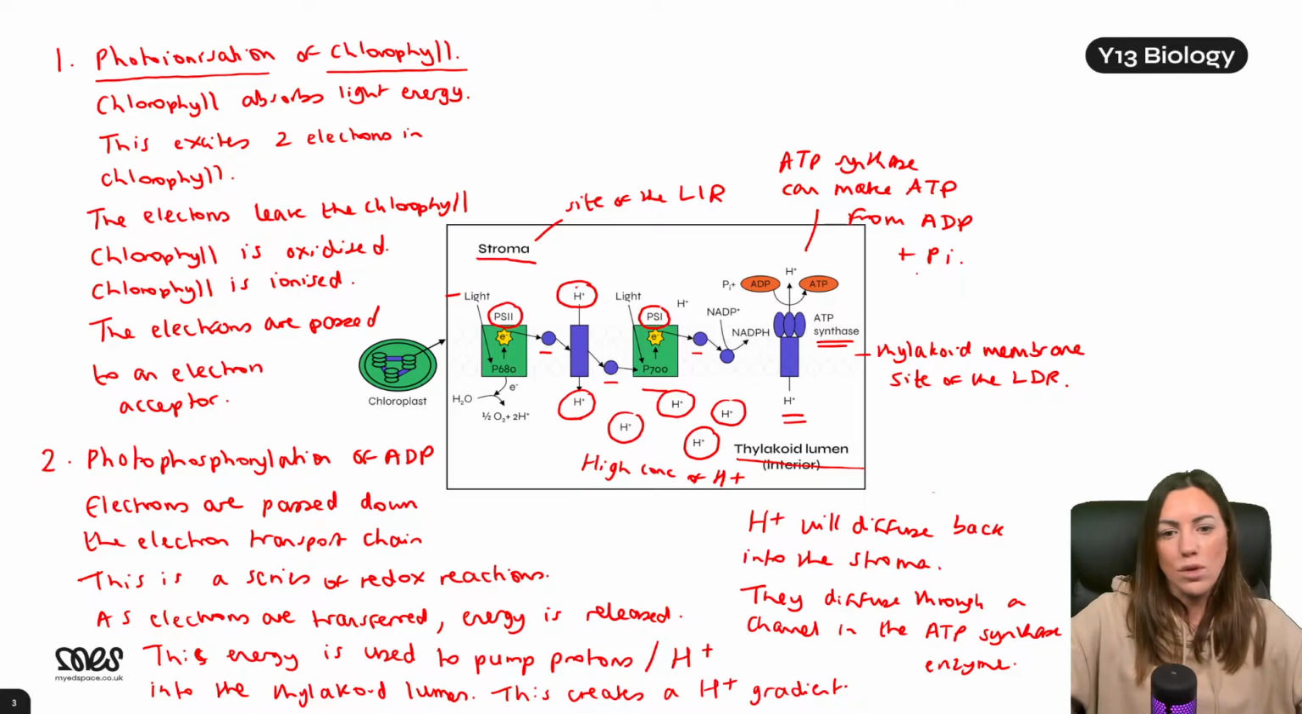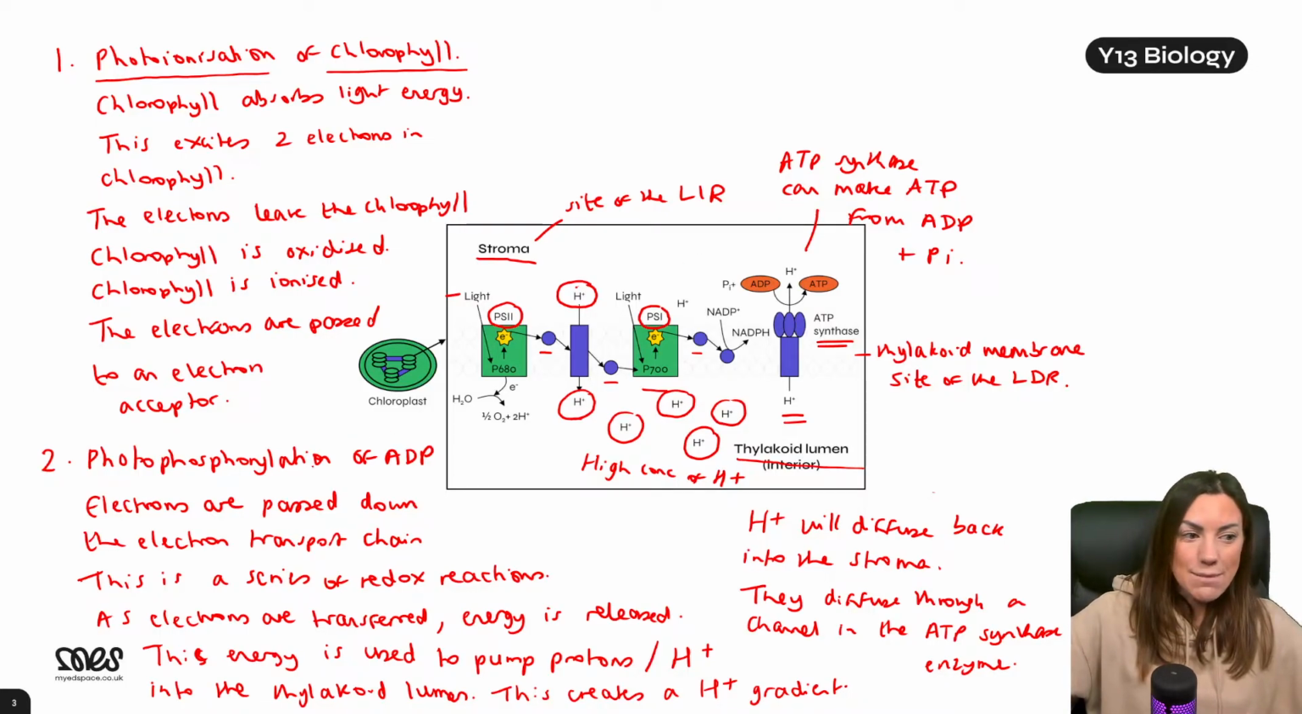So let's just go through it one more time. We've got the transfer of electrons down the electron transport chain. Remember, that's a series of redox reactions. But as those electrons are transferred, the energy released is used to actively transport protons into the thylakoid lumen. This creates a proton gradient whereby the protons will diffuse back into the stroma through the channel in the ATP synthase enzyme, and that allows the enzyme to make ATP from ADP and Pi.